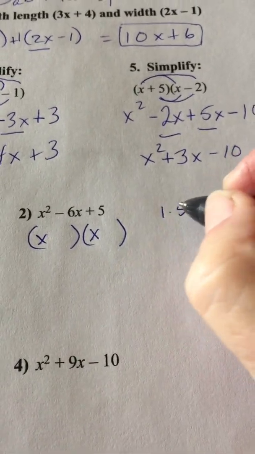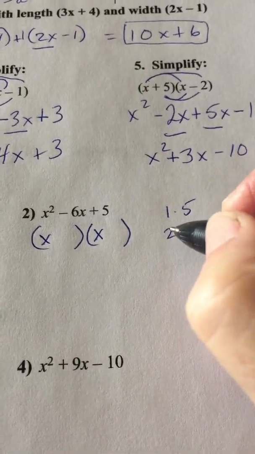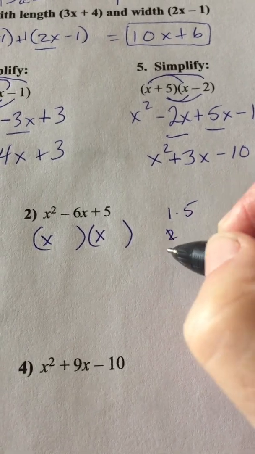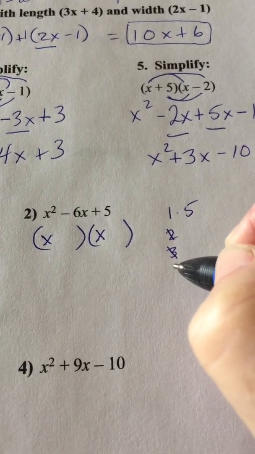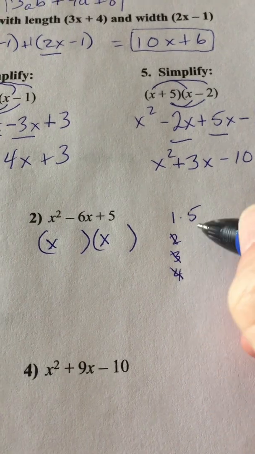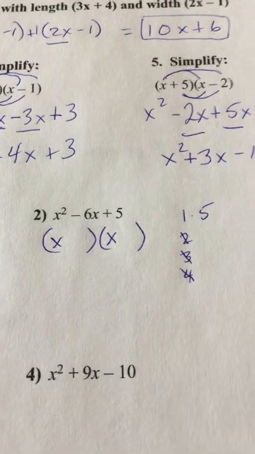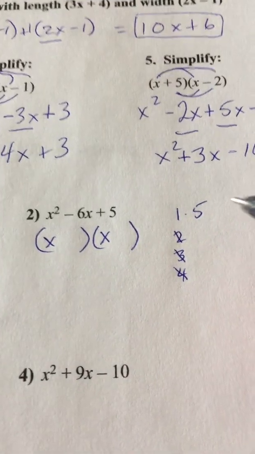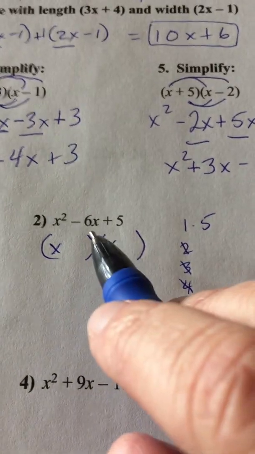Now, to get the 5, let's make a list of possible factors. 1 times 5. 2, will 2 go evenly into 5? No. Will 3 go evenly into 5? No. Will 4 go evenly into 5? No. And 5, I'm back up here. So 1 times 5 are the only combinations I can have. So I know it's going to be a 1 and a 5. The question is, what are the signs going to be?